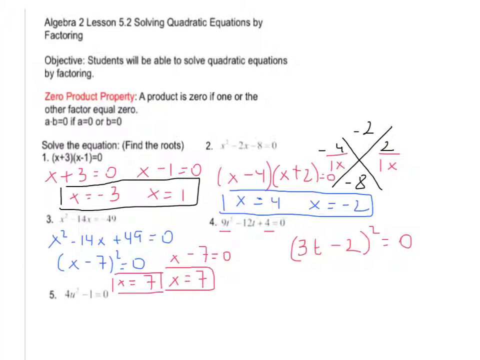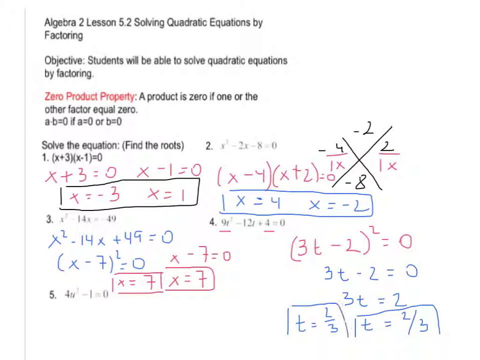So I need to solve for the roots of the quadratic equation. 3t minus 2 equals 0. 3t equals 2 and t equals 2 over 3. Again, t equals 2 over 3 is a double root since I have a perfect square with the same two factors.